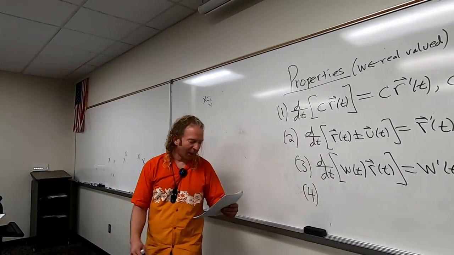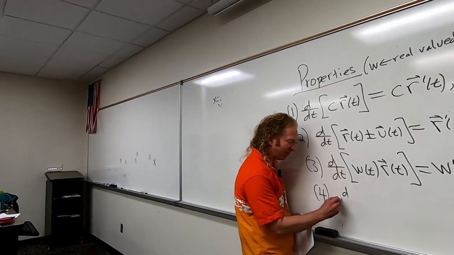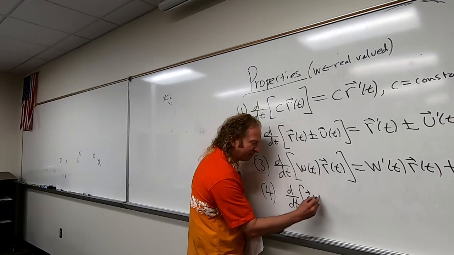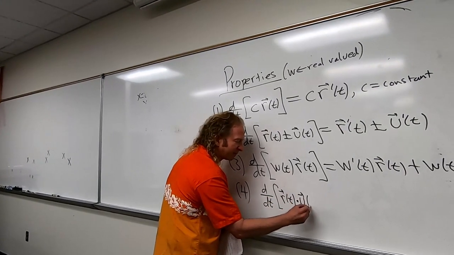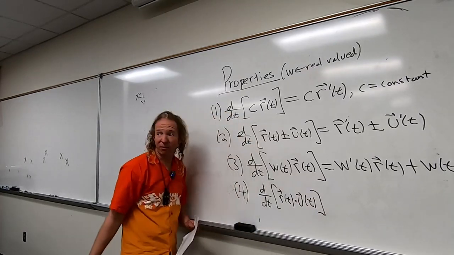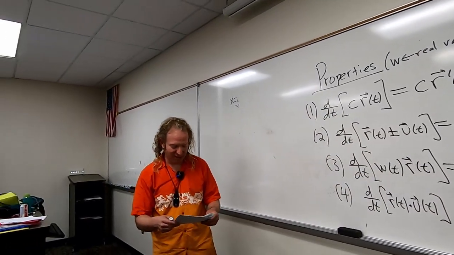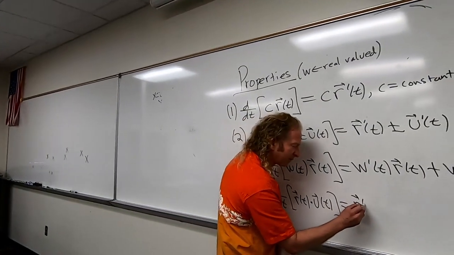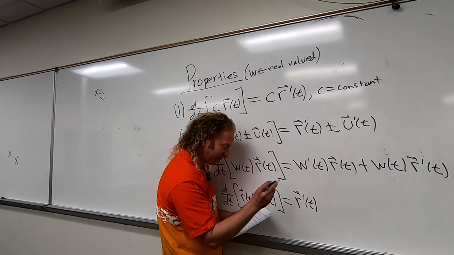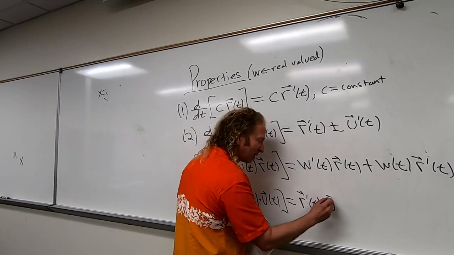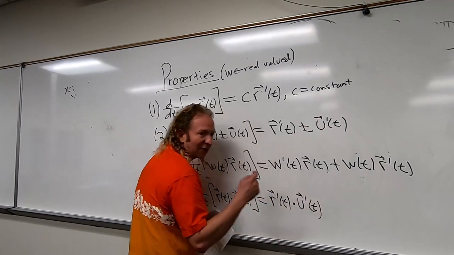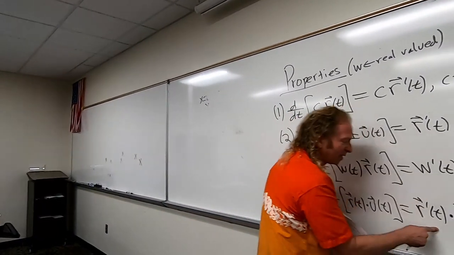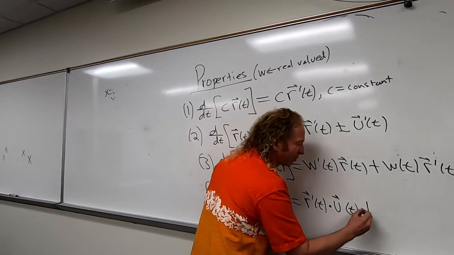Four. The derivative of a dot product is kind of interesting. So r of t dot u of t. The derivative of the dot product is the product rule, just like before. The derivative of the first, dotted with the second. You can't multiply vectors, right? You have to either dot them or cross them. The derivative of the first, dotted with the second, plus the first.